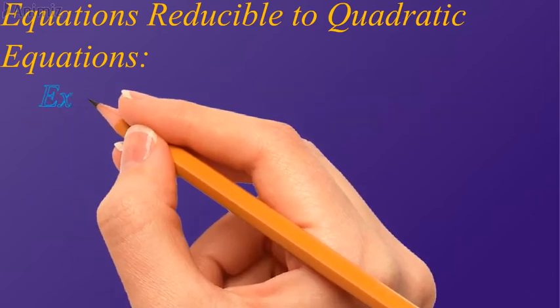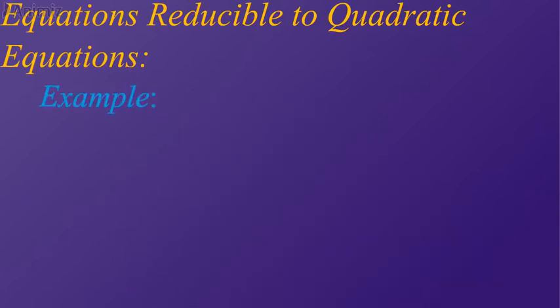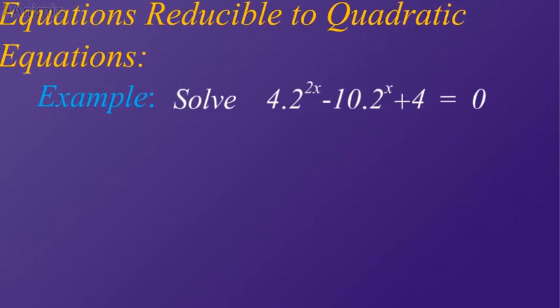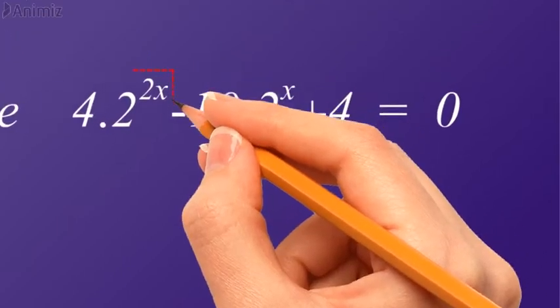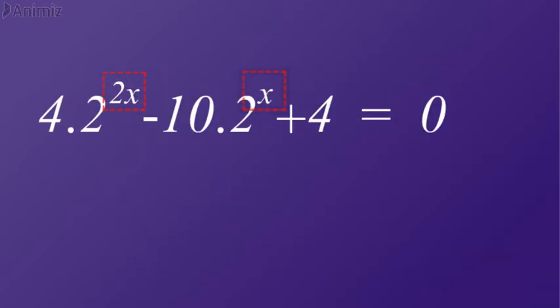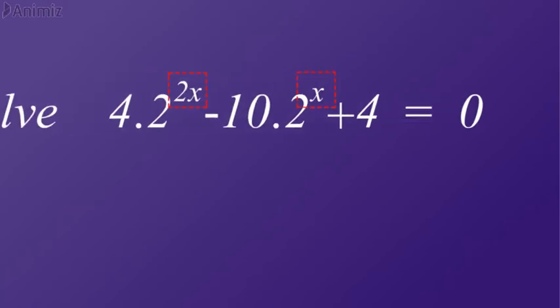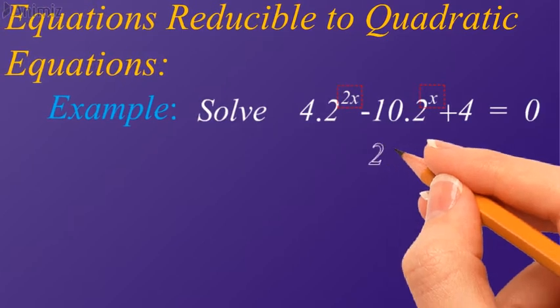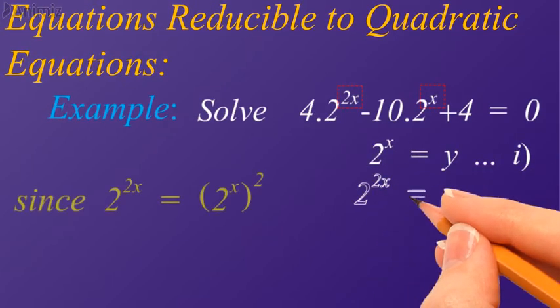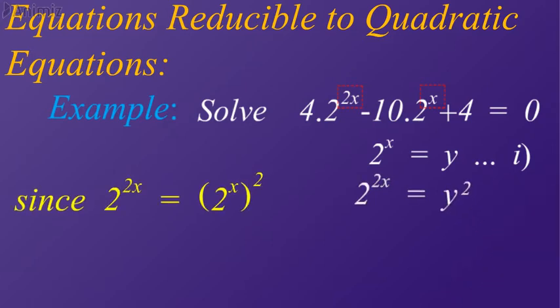Let us see an example of such exponential equations, which is reducible to quadratic form. In the start we will check whether it is reducible to quadratic form or not. In most cases we see that one of the exponents is twice the other. Now we are going to reduce this exponential equation into a quadratic equation. For this, let us put 2 power x is equal to y. Then 2 power 2x will become y square. Let us put these values in the above given equation.